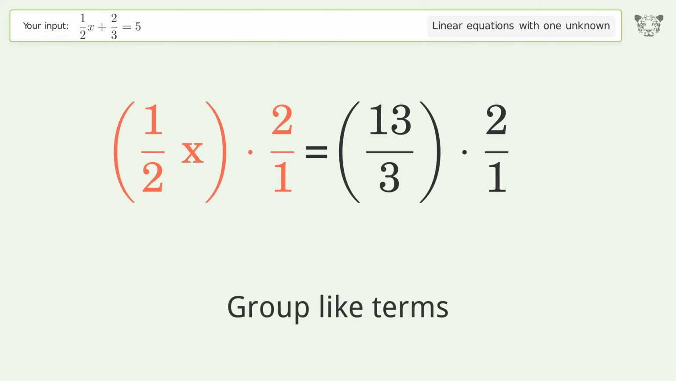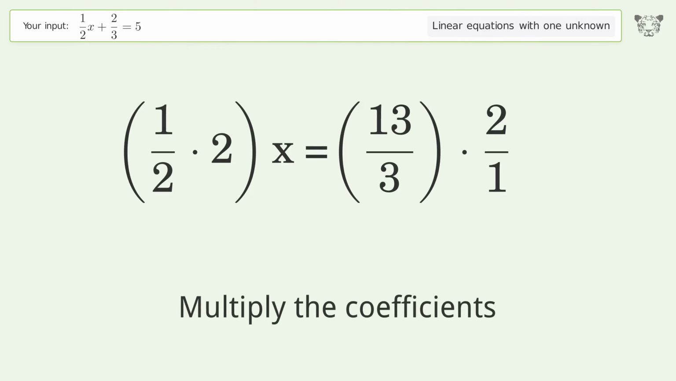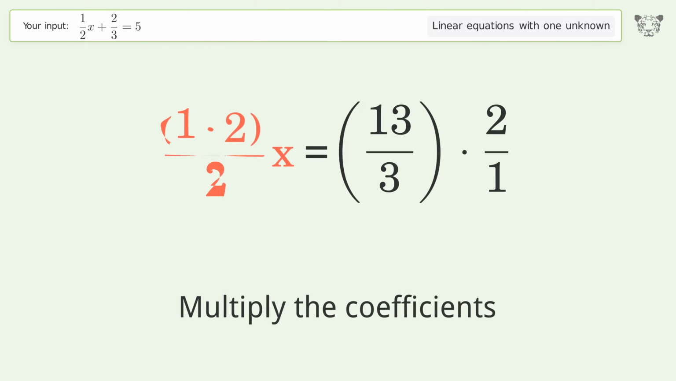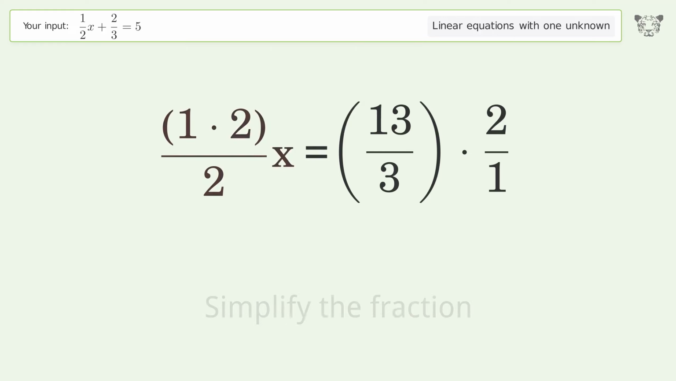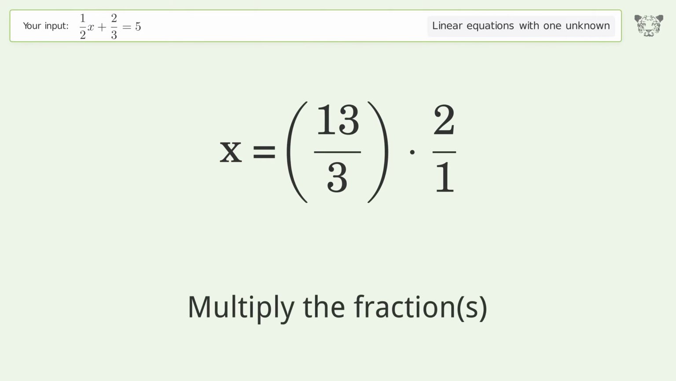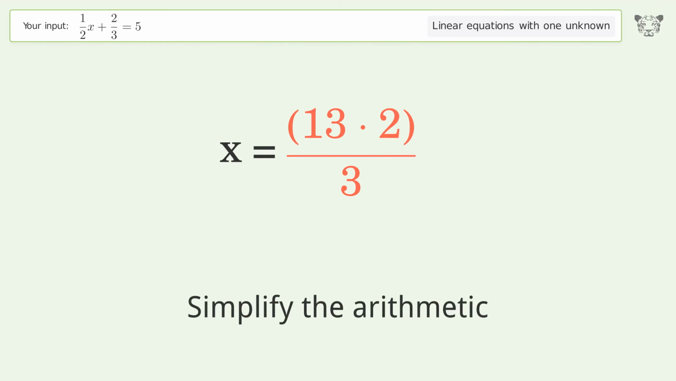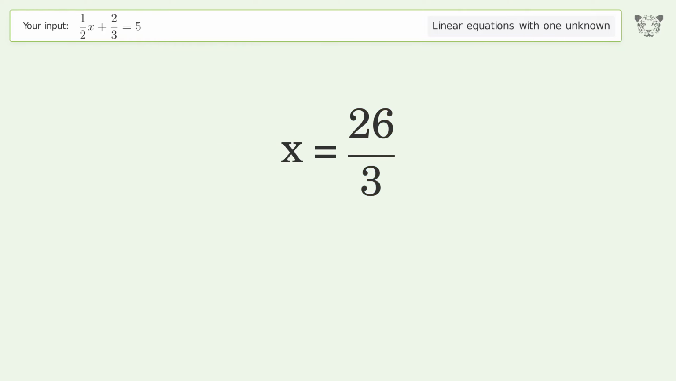Group like terms. Multiply the coefficients. Simplify the fraction. Multiply the fractions. Simplify the arithmetic. And so the final result is x equals 26/3.